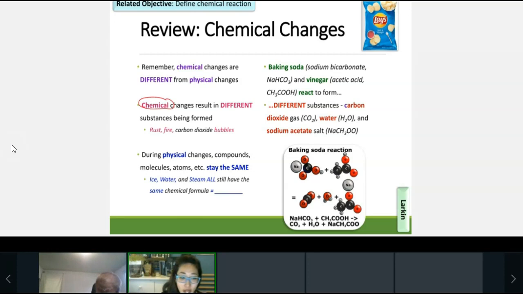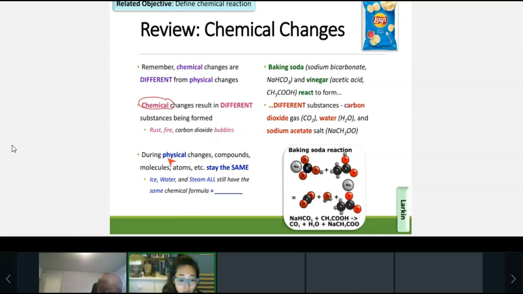Rust, fire, and carbon dioxide bubbles being formed are all examples of different chemicals. Rust is iron oxide. Fire, right, creates carbon dioxide as well as water. And carbon dioxide bubbles are also a frequent indicator of a chemical change.